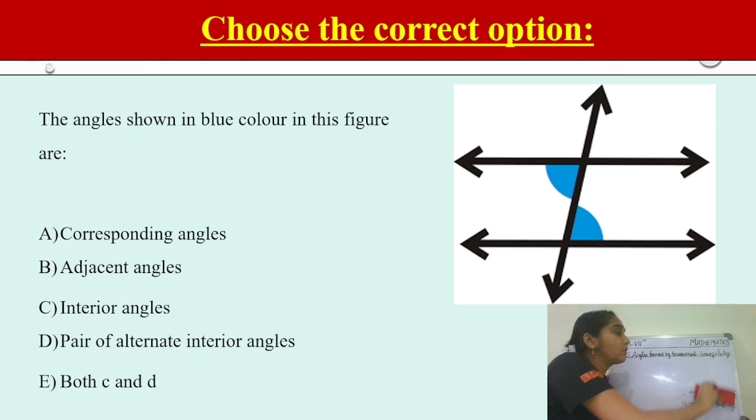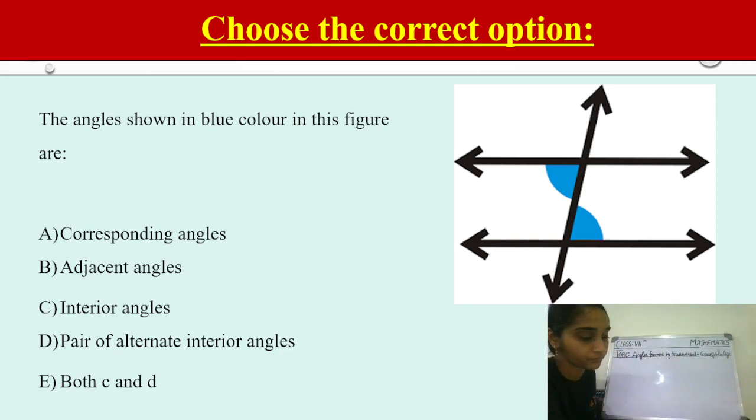Yes, you can write your responses in the chat box also, students. For this question, what will be the correct option? You can take a few more seconds.